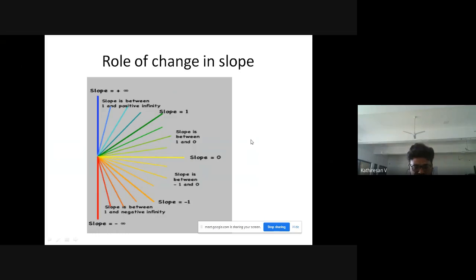So if the line is straight, slope is 0. I have given that bicycle riding analogy also. If you're riding a bicycle on a plane, or on a straight road, slope is 0. If you're climbing up a mountain, slope increases positively. When you're coming down the mountain, slope decreases.